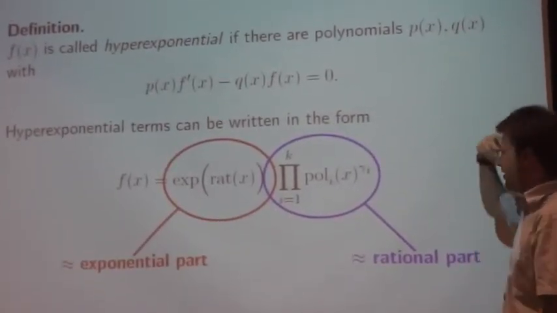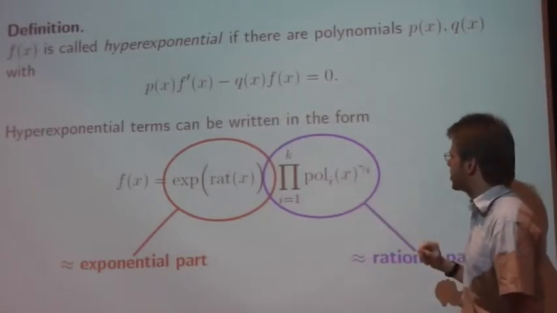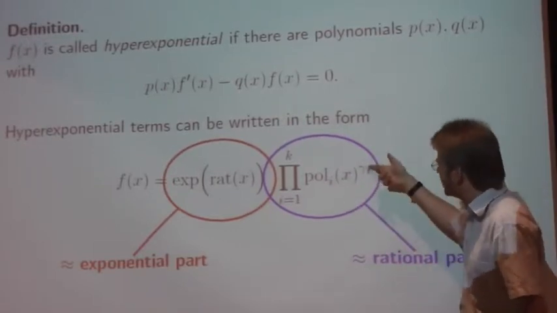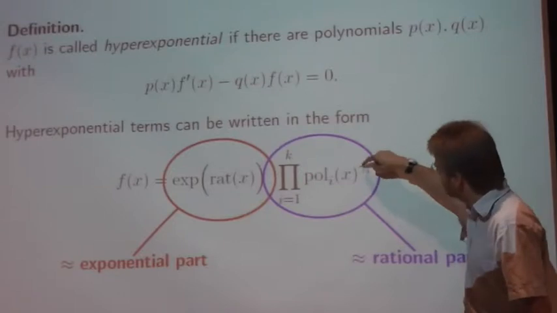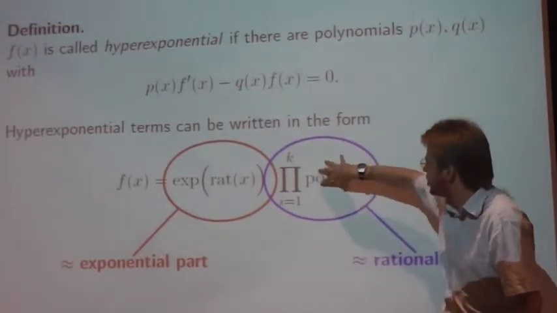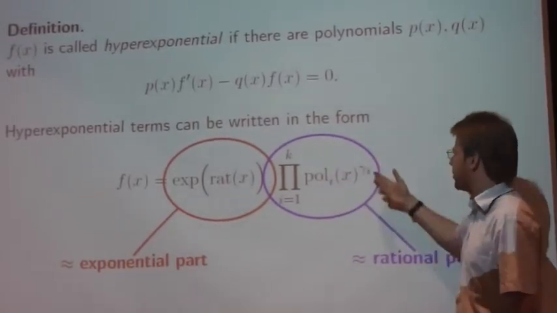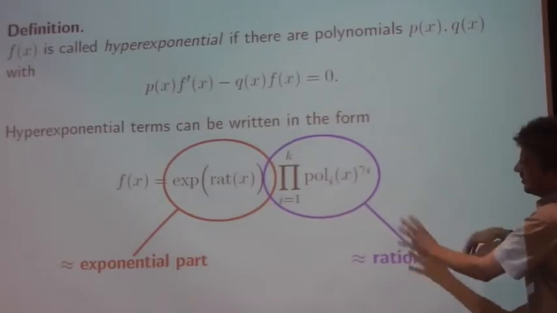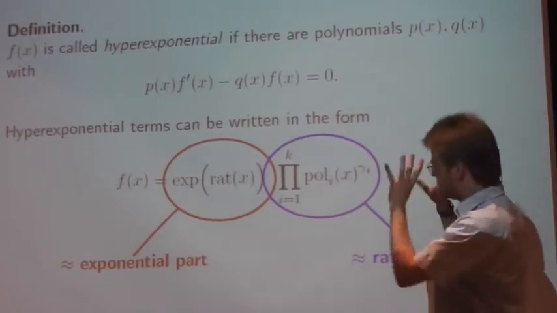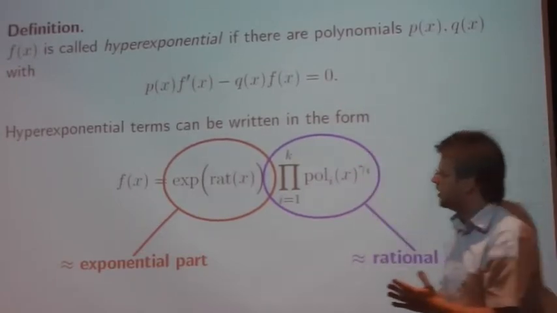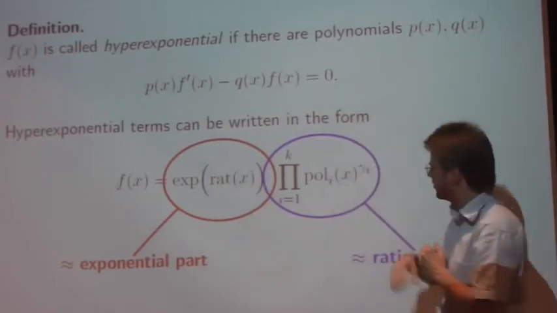So the intuition is that this is kind of a rational function, except the gammas need not be integers. If you think of the gammas as integers, then this is a rational function. In general, they are not integers, so that's not really the official definition, but it's the right intuition. This is the exponential part, this is the rational part.